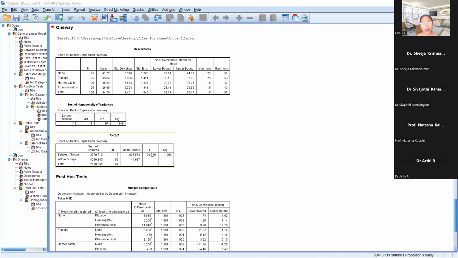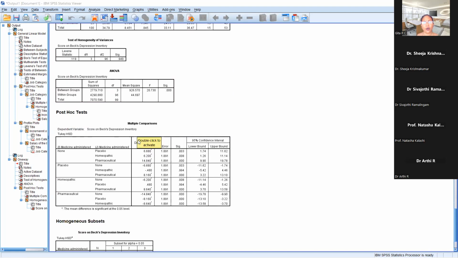So now, after concluding this, go back to your descriptive table and see your means. Here you see that for none, the depression score is very high. For pharmaceutical, it is the least. So after you interpret your ANOVA table, your mean gives you more meaning about which group has a higher depression score and which group has a lower depression score.